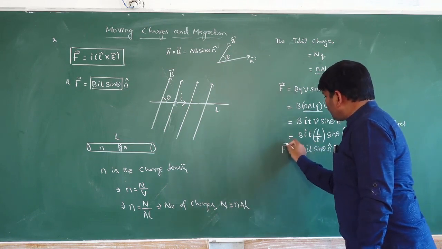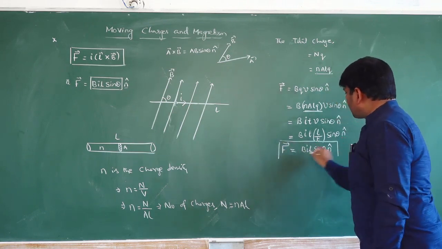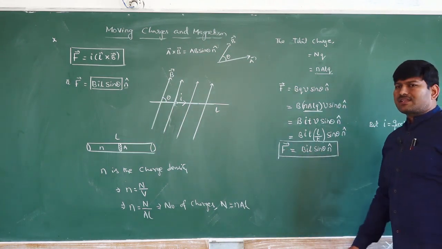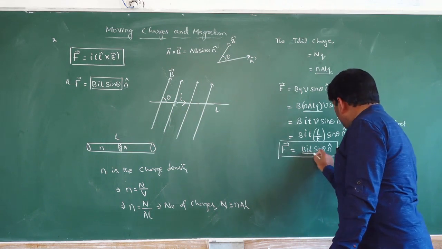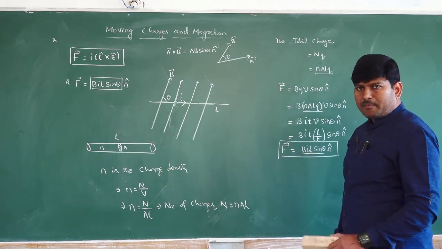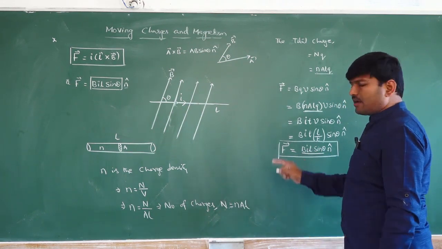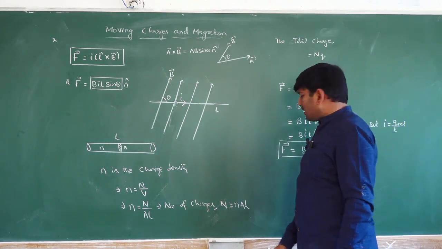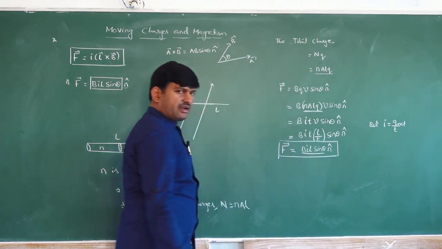This is how we know that the force acting on a current carrying conductor is written as BIL sin theta, and here this BIL sin theta represents the magnitude, or the strength, of the magnetic force acting on the current carrying conductor placed in the uniform magnetic field.